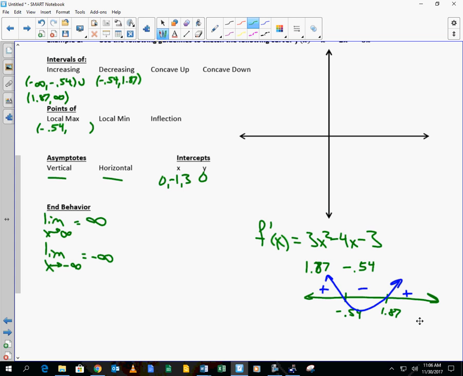That's a good question. Think about it first. If I were to plug negative 0.54 into here, what would I get? 0. That's where the derivative is 0. You don't want to plug it in there. Plug it in the original. All right.